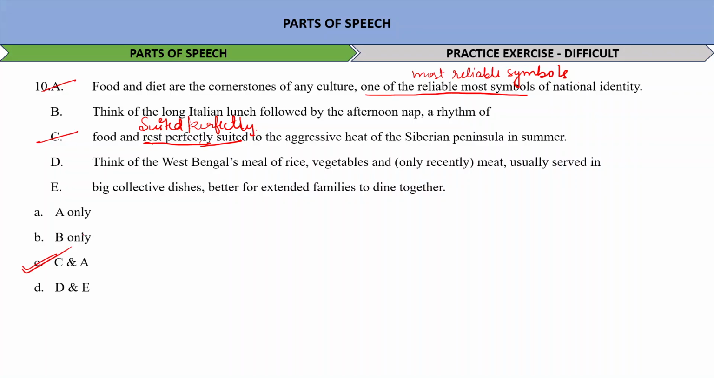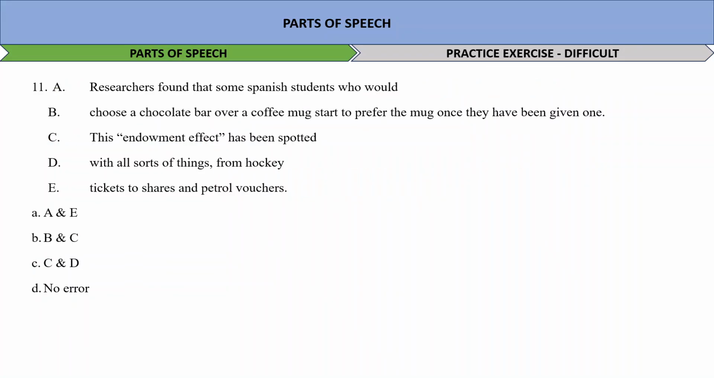Moving on to the next one. Researchers found that some Spanish students who would choose a chocolate bar over a coffee mug start to prefer the mug once they have been given one. This endowment effect has been spotted with all sorts of things, from hockey tickets to shares and petrol vouchers. So while reading, I see that the sentence is going with the flow, and hence there is no error. So we'll go with option number D, which says no error.